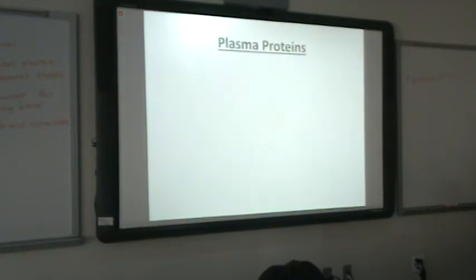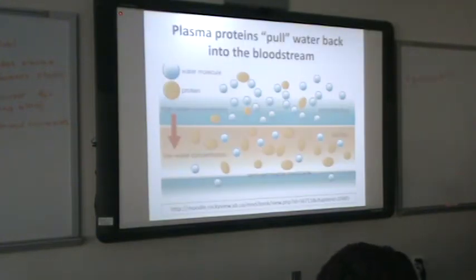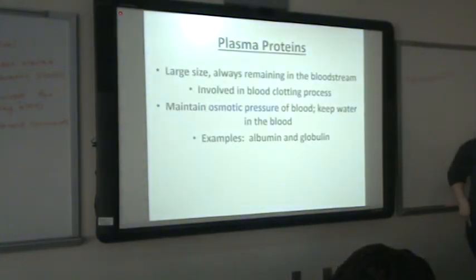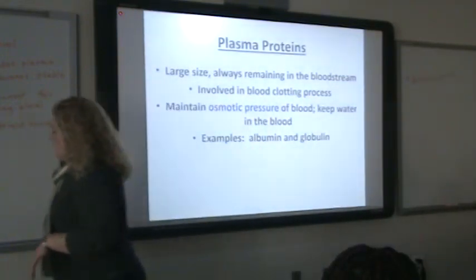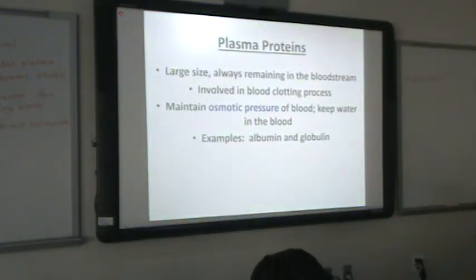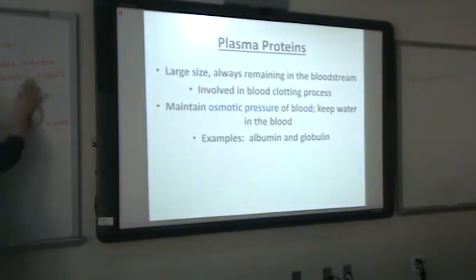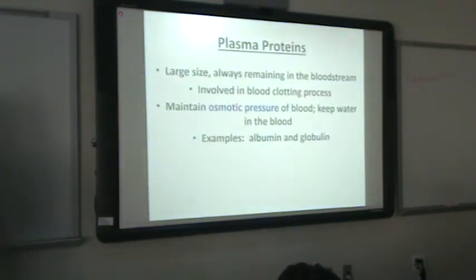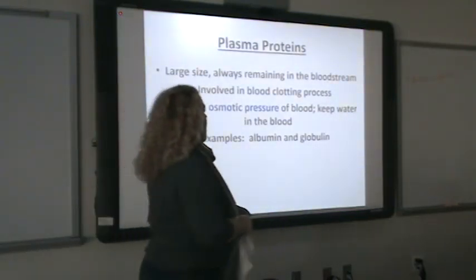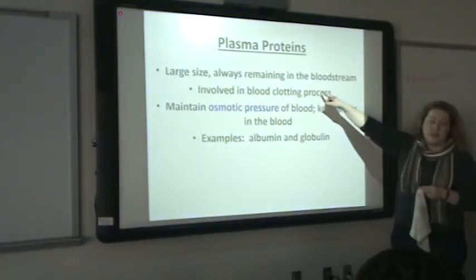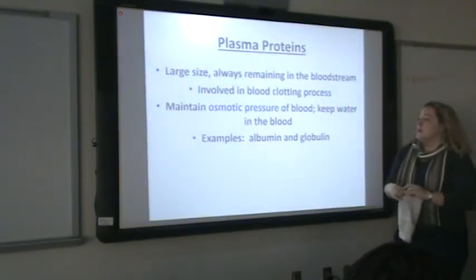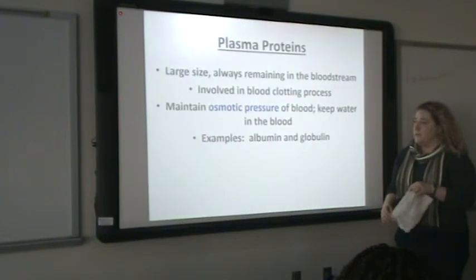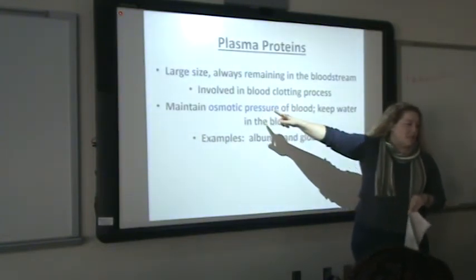Oh, good. I'm going to get this in. There's something else in plasma that's really important. Whoops, plasma proteins. These are not really the same thing as dietary protein. They're particular proteins that your plasma is supposed to have in it for a particular purpose. So they're fairly big. They're supposed to float around in the plasma all the time. Some of them are involved in blood clotting that we'll talk about on Wednesday. But they also are really important for the osmotic pressure of your blood.